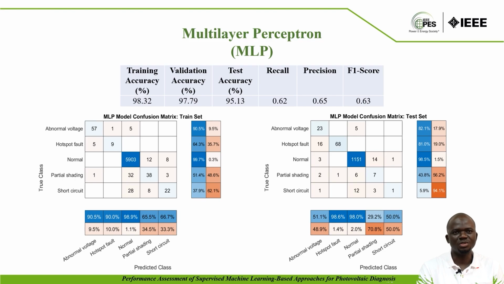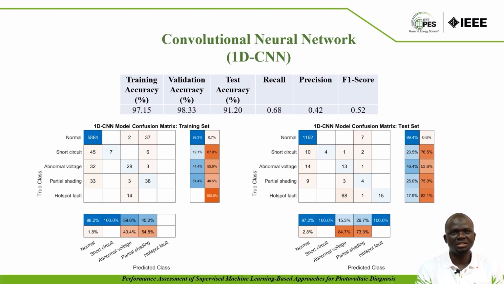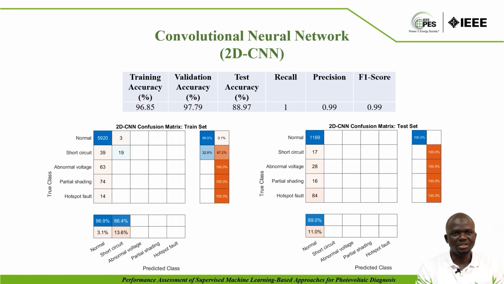So this brings us also to the multilayer perceptron algorithm. The test accuracy shows a 95.13% test set accuracy. It also had a hard time correctly classifying and diagnosing the anomalies within these data sets. The CNN 1D, which is the 1D convolutional neural network, also performed quite well, having a test accuracy of 91.2%. And the confusion matrix shows how it correctly and incorrectly classified the anomalies within these data sets.